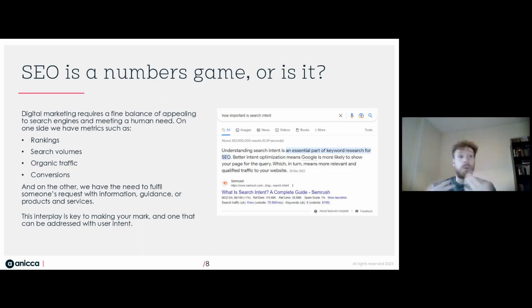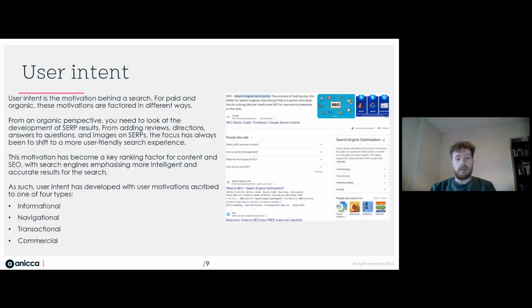So to do this, we often look at SEO to start, and we look at organic rankings, search volumes, the traffic that you're getting from certain key phrases, and how well they convert. But how do we make sure that we take this information and combine it with user intent to ensure that we're answering someone's question while performing well on SEO? The answer is user intent. It comes into play here in understanding the motivation behind a search.